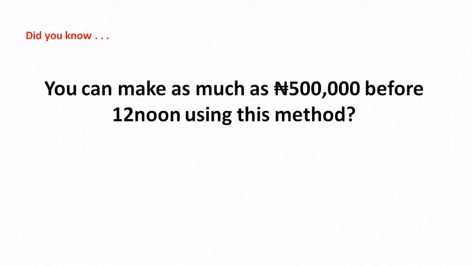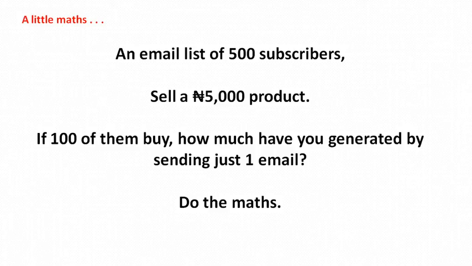So let's proceed. Now, did you know you can use the money tree method, the money tree blueprint, to make as much as 500,000 naira before 12 noon? Did you know? Of course, you doubt it. So let's do a simple mathematics. Grab paper and biro and join me in this math session. An email list of 500 subscribers. Subscribers are people that sign up to be on your email list. Now, you're selling an irresistible product that is worth 5,000 naira only.